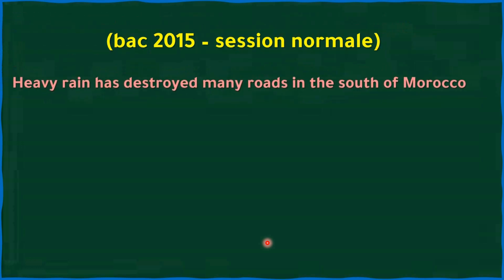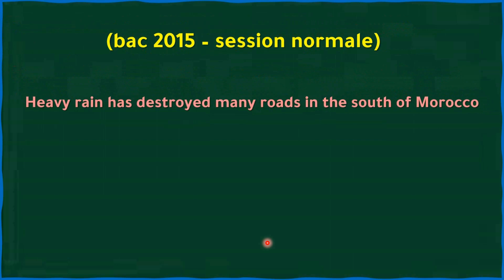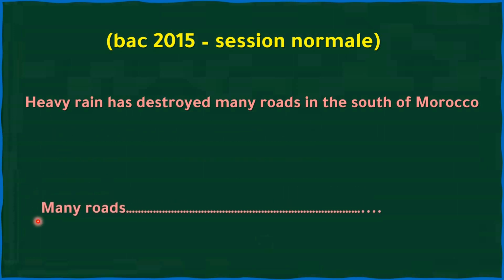2015 session normale. Rewrite the sentence as above. Heavy rain has destroyed many roads in the south of Morocco. Okay, now where is the verb? The verb is has destroyed. It is in which tense? It is in the present perfect. Congratulations on your success.